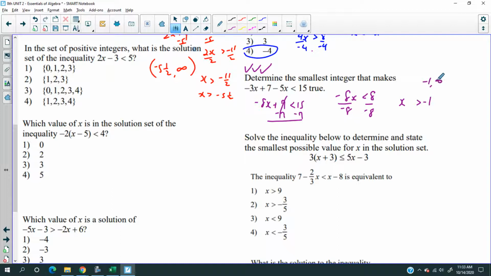Let me write it in interval notation. Now, the question is find the smallest integer. There's only one number, right? I mean, you can't use decimals. That's what they're saying. Find the smallest integer that makes this true. So what's the smallest number that is bigger than -1? Yeah, 0, right? Okay, all right, now let's see how we're doing here.